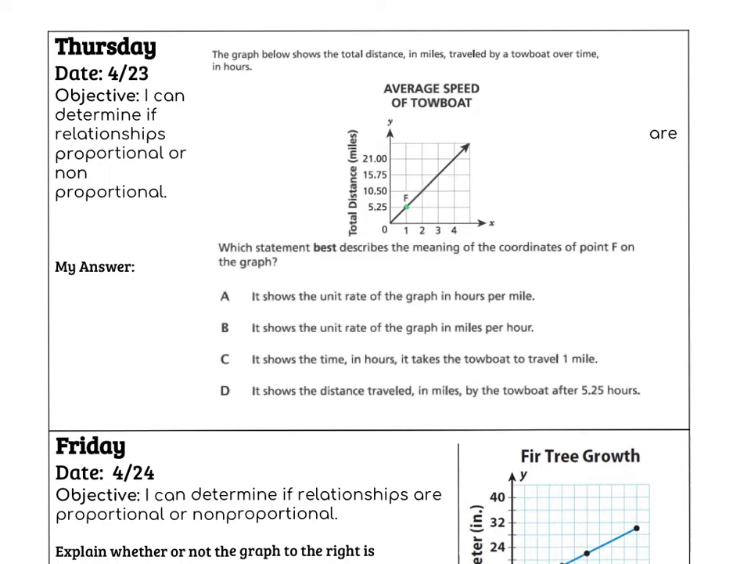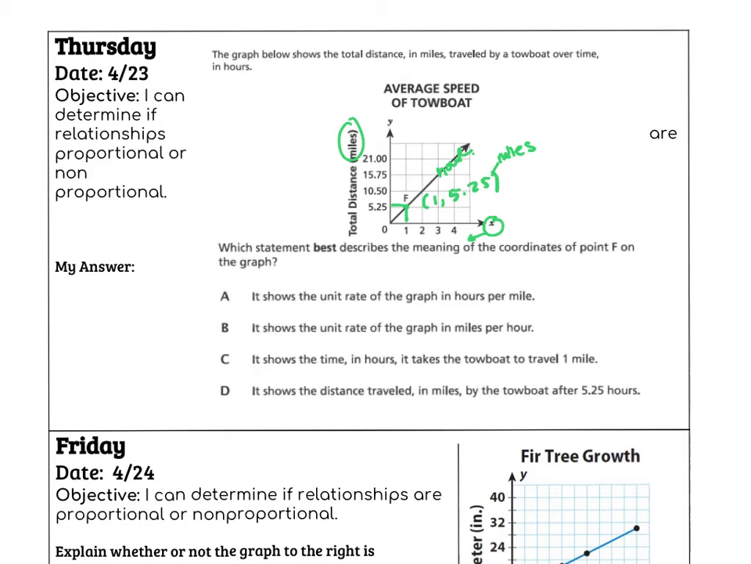So point F is 1, 5.25. That's 1 because X is there, Y is there. Since X, oh, you know what? I definitely cut off the bottom of that. Okay, that doesn't help. But Y is in miles, so I know it's 5.25 miles. X must be hours. And then 1 hour.